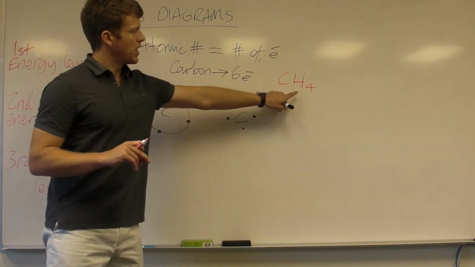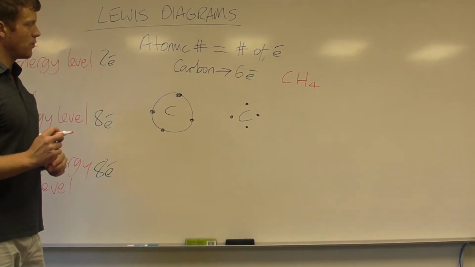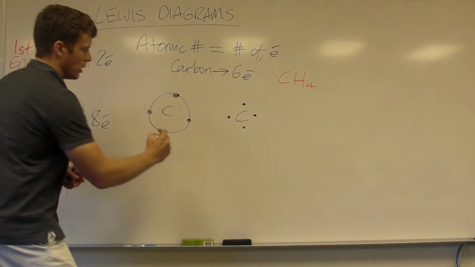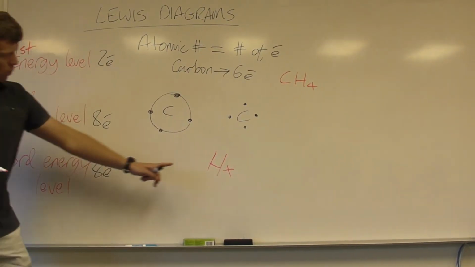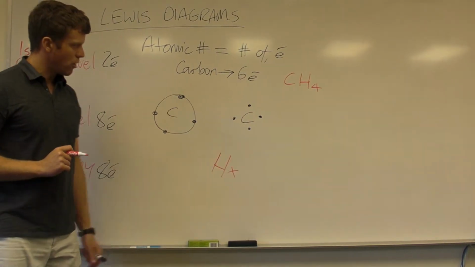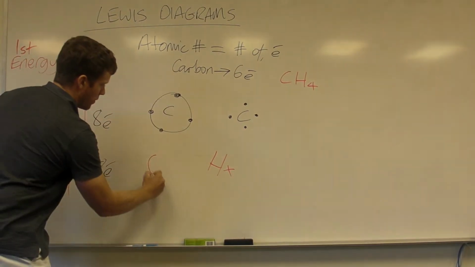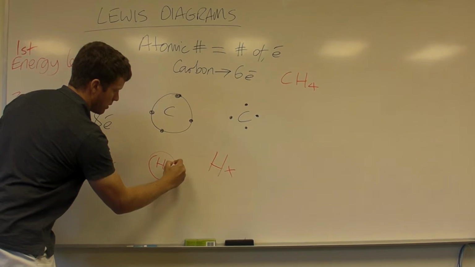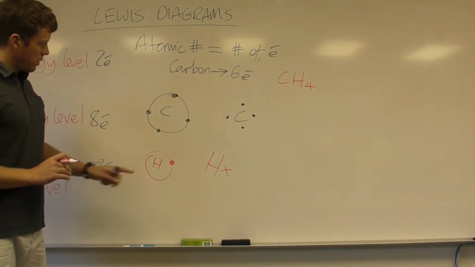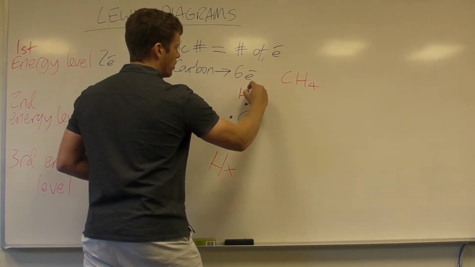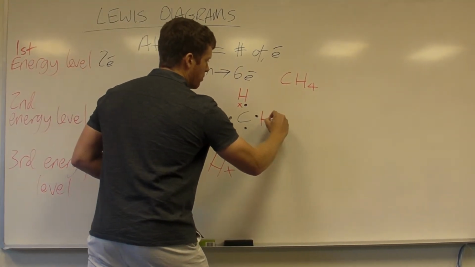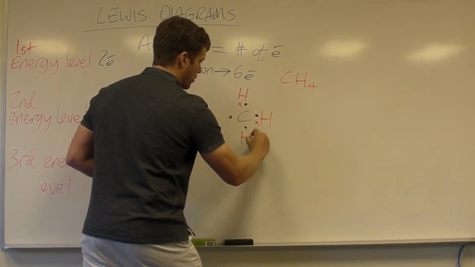So how would we represent something like this, so CH4? Well, we know that hydrogen looks like this. Nucleus with 1 electron. We could also draw it this way. Equally the same. So how we'd actually show carbon and hydrogen coming together or sharing electrons would be this way.